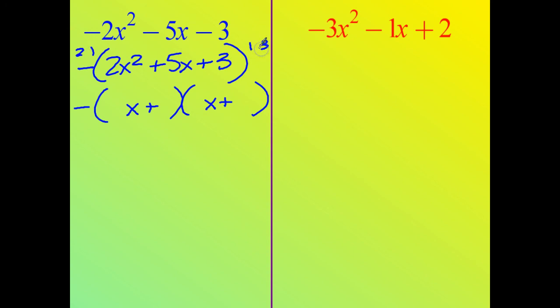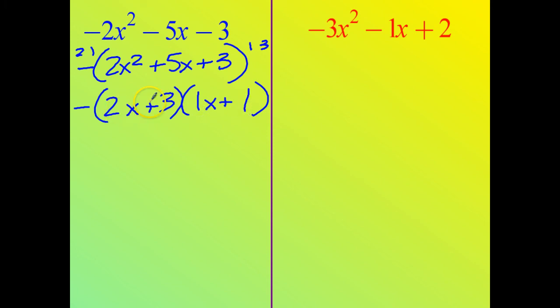1 and 3. So let's see. 2 times 1 is 2. 1 times 3 is 3. 2 plus 3 is 5. Okay, so that means I don't want to multiply the 2 times the 3. So that means I need the 2 and the 3 to be inside the same binomial. Otherwise, if they're in the opposite ones, then I will multiply it. And then 1x and 1.